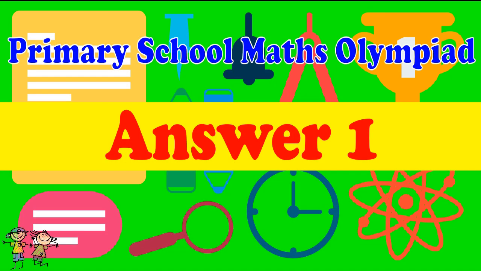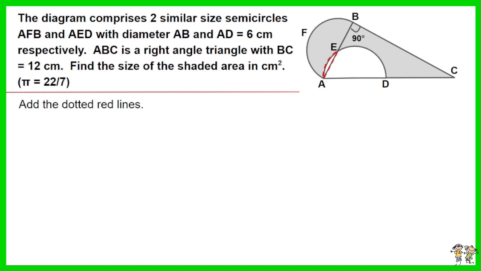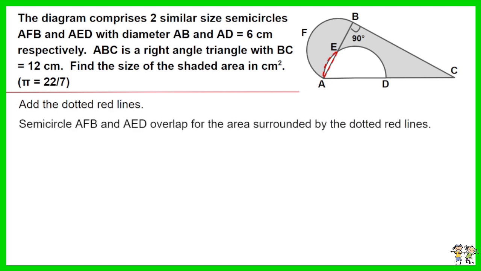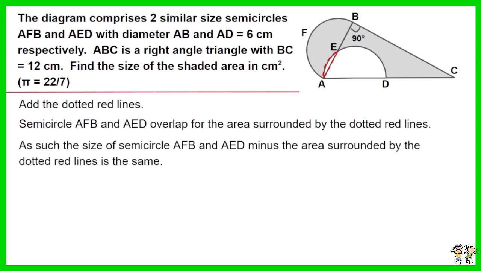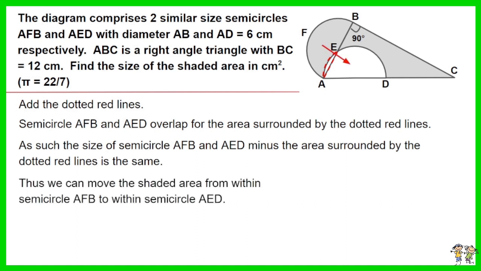Answer for question 1. Add the dotted red lines. Semicircles AFB and AED overlap for the area surrounded by the dotted red lines. As such, the size of semicircle AFB and AED minus the area surrounded by the dotted red lines is the same. Thus we can move the shaded area from within semicircle AFB to within semicircle AED.